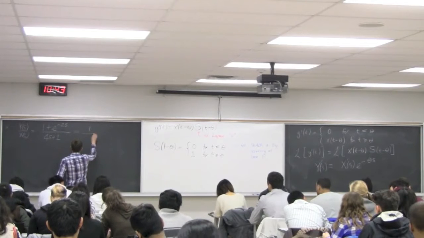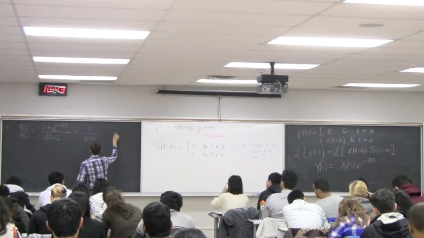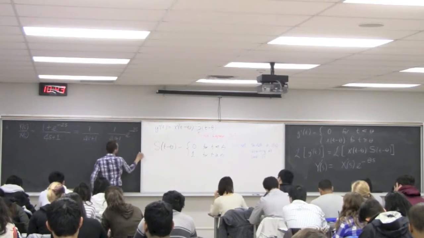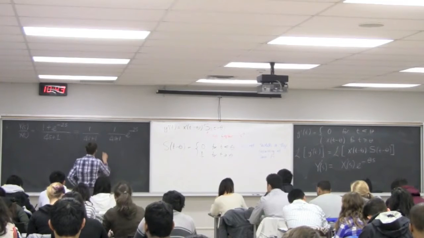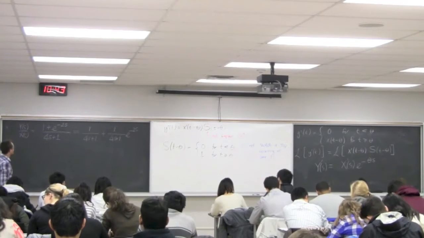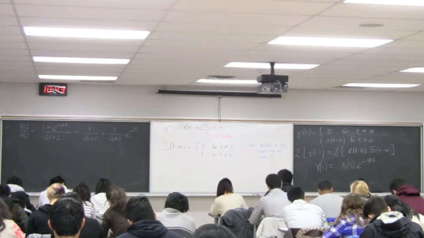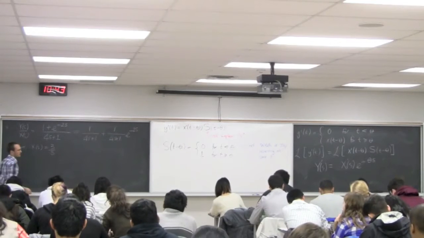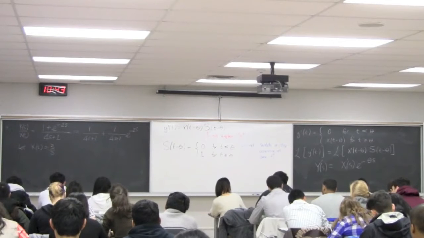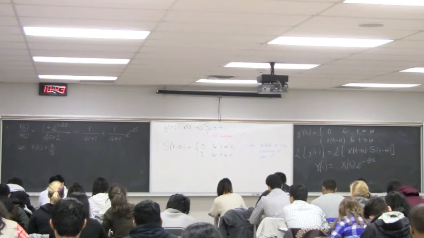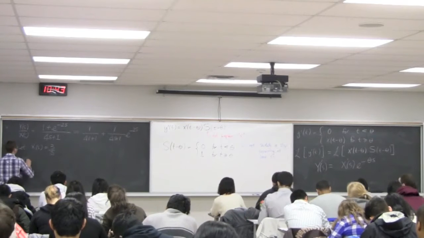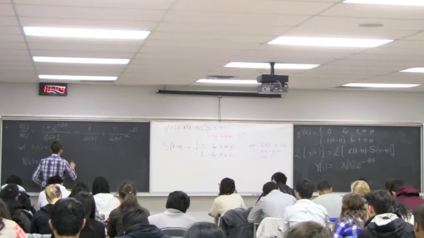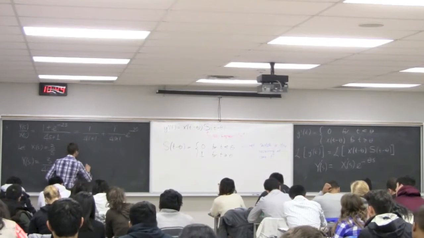We've got 1 over 4s plus 1, and we've got another portion, 1 over 4s plus 1, delayed by 2 units, e to the minus 2s. And what we're going to do is, I'm going to say, let x of s be a step of 3 units. So step input, recall, is 3 over lowercase s. And if that's the case, then we can simply write that as y of s is equal to 3 over 4s plus 1 plus 3 over 4s plus 1 times e to the minus 2s.